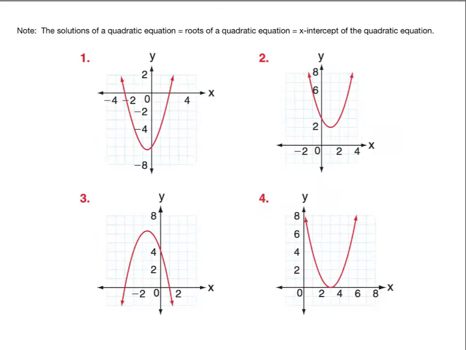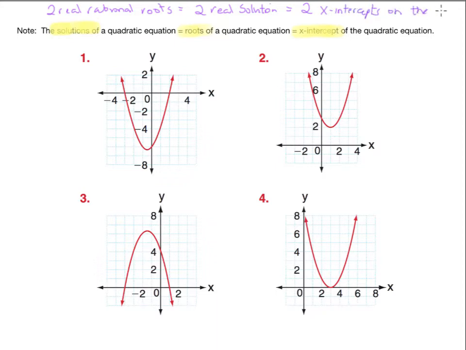You probably already noticed in this video, I've used the word solution and root interchangeably, and that's because they mean the same thing. Another word that means the same thing is the x-intercepts. So how many solutions a quadratic equation has represents graphically how many times the graph of the quadratic intersects the x-axis. Now notice our quadratic graphs tend to have this same U-shaped graph. So if we have two real rational roots, that's the same as saying we have two real solutions, and it's the same as saying we have two x-intercepts on the graph.